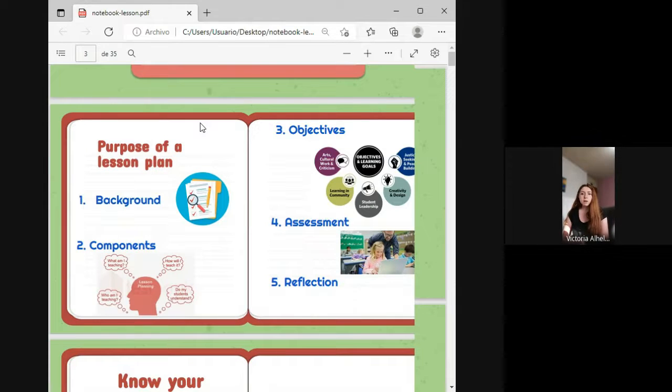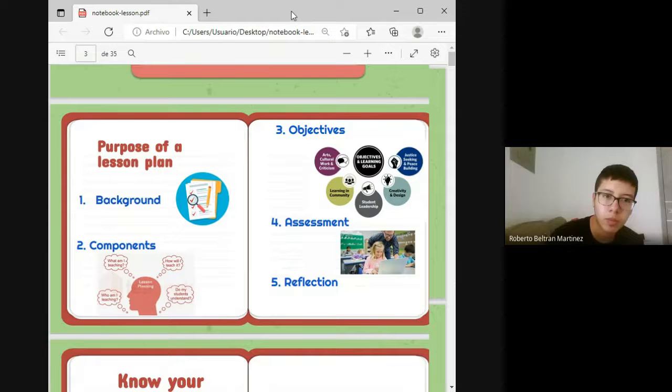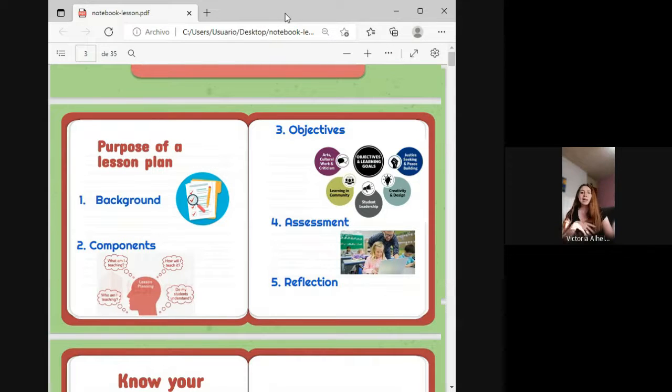Also, we have objectives: writing clear objectives, and know your students, of course. The assessment is how you assess your students on the lesson objective. And the last one, the reflection, is how do you know if your lesson plan was good? And how do you make plans to improve your teaching? So now we are going to continue with know your content.